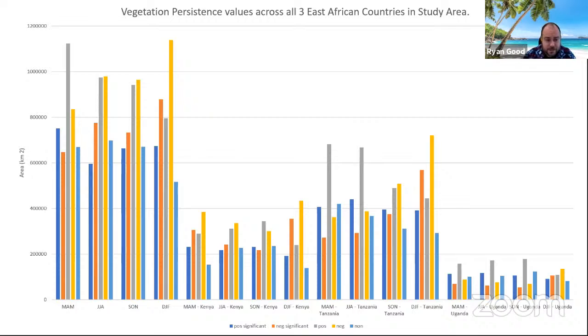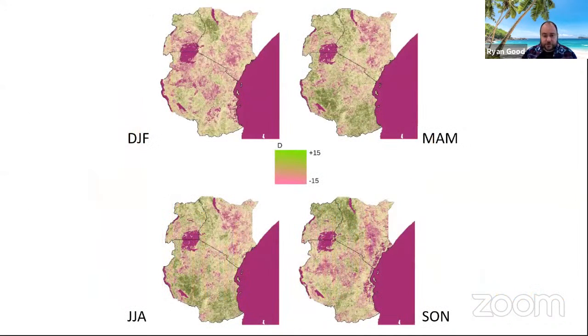I know this graph is a bit much to look at. I'm fitting a lot of variables and a lot of observations onto one screen. It perhaps is easier to digest if we look at it spatially. So if we start in the December, January, February quarter, the region broadly experiences negative vegetation persistence in this time, with only a few small parts of the study area registering positive persistence. When we move on to March, April, May, this season shows significantly less negative persistence, particularly in Tanzania. The southern portions of Tanzania are notably more positive during this season.